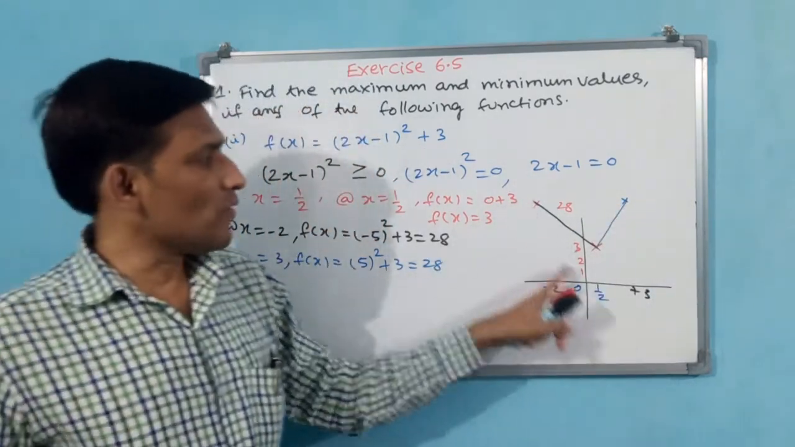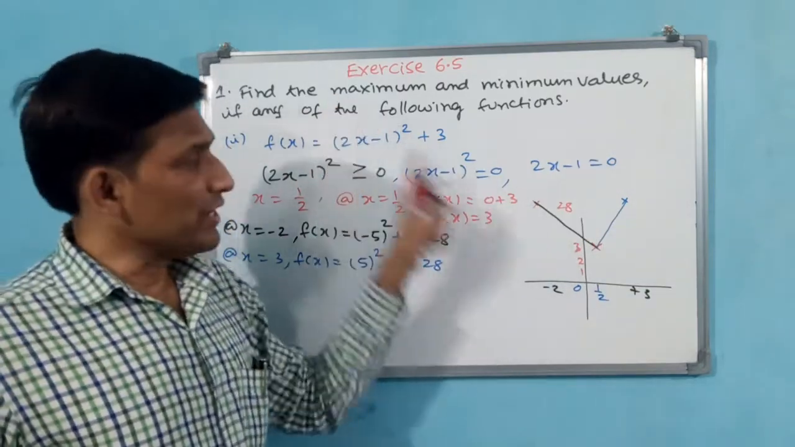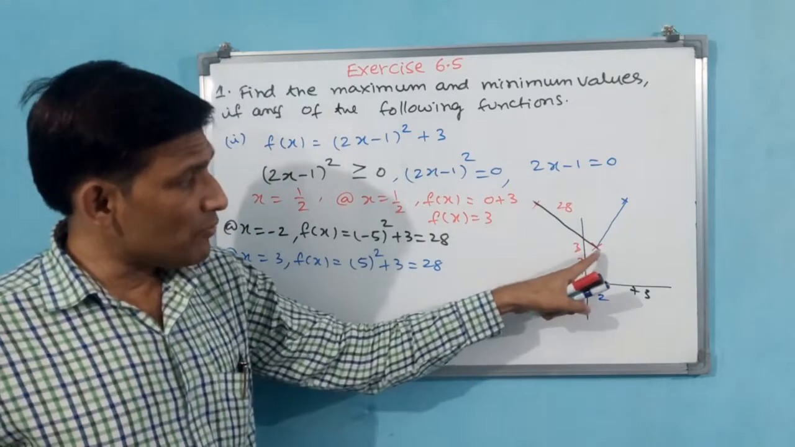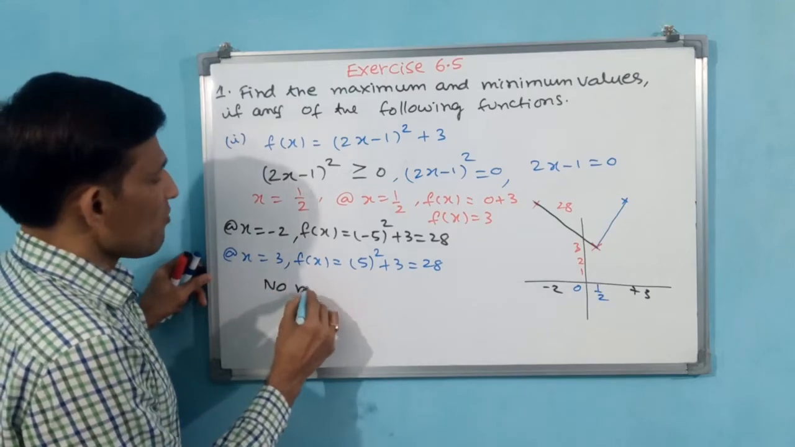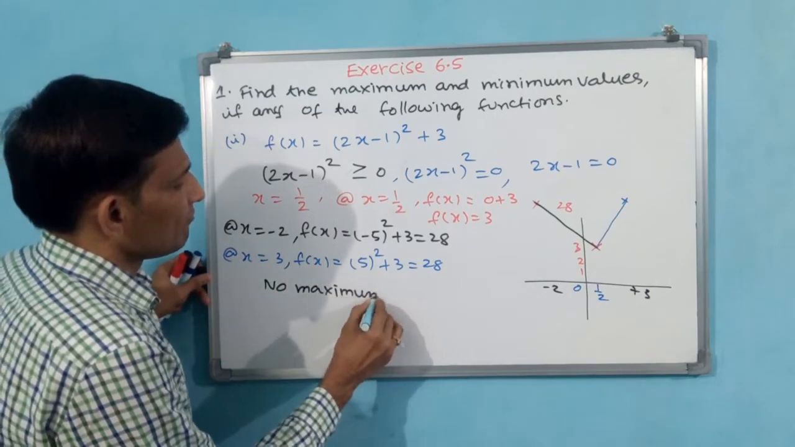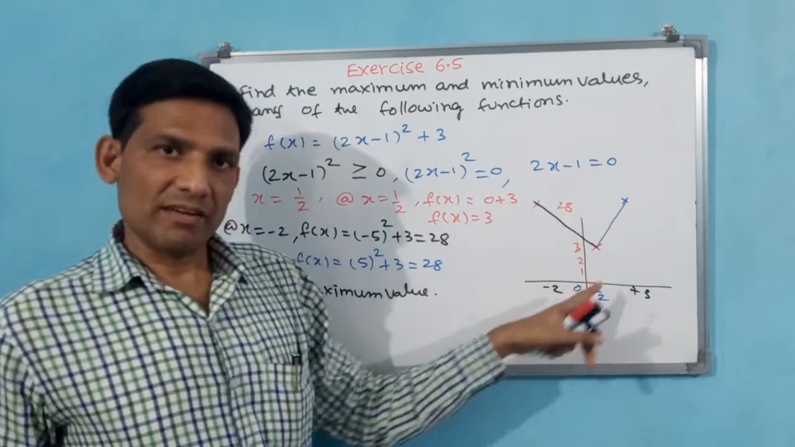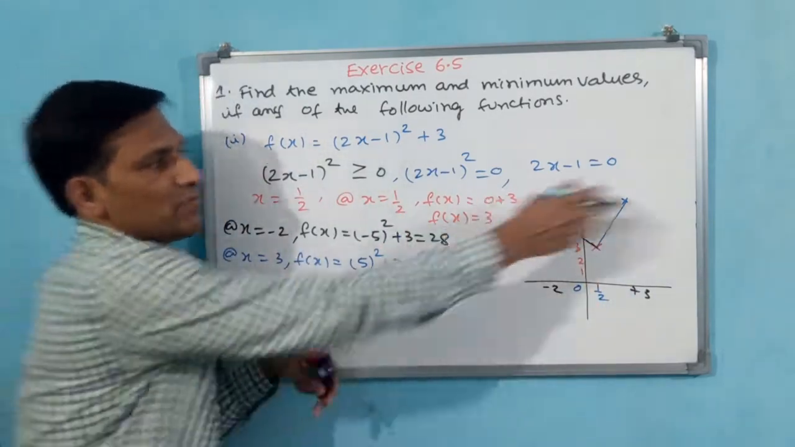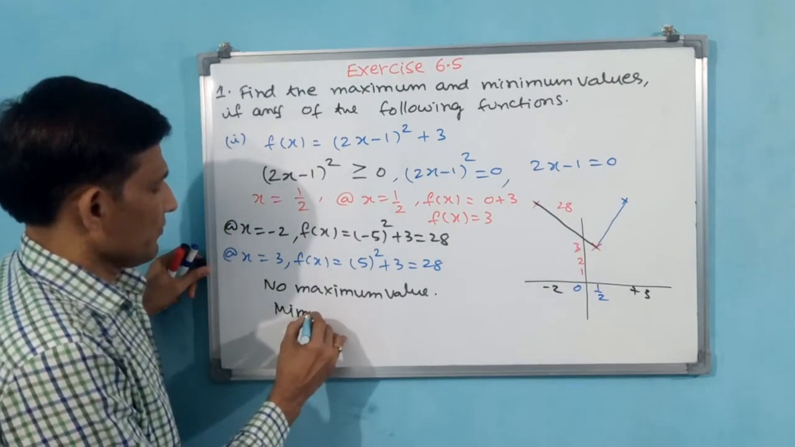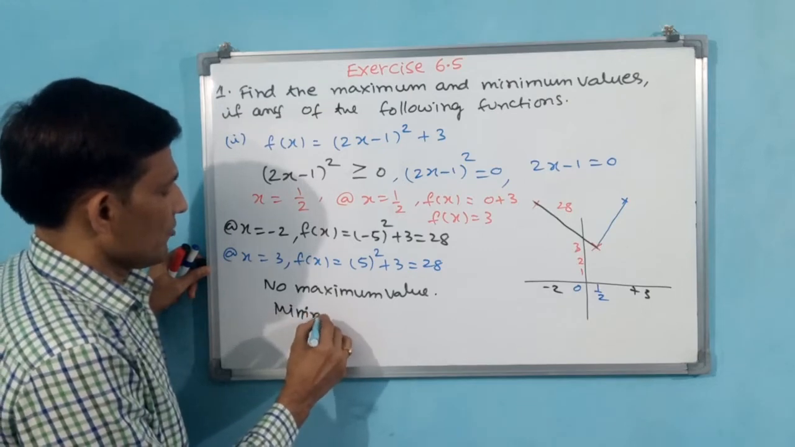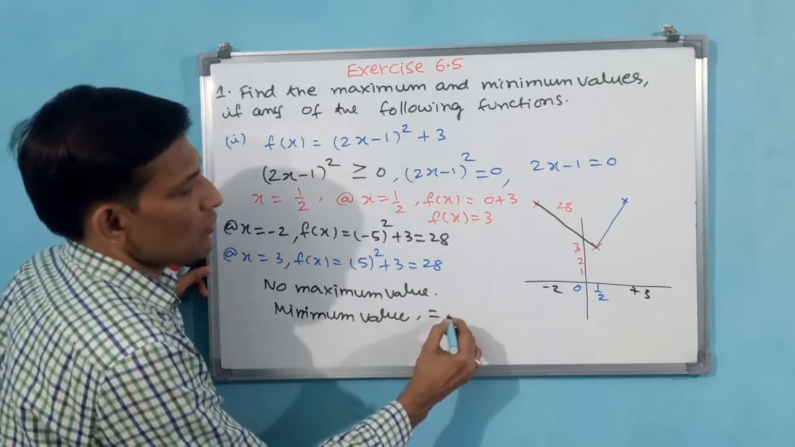Now you tell me this graph is in V shape. V shape, maximum value infinity, this side, both side, but minimum value is 3. That means no maximum value. See, turning point is there, but maximum value is not there. Minimum value is there. Yes, write down minimum value. Minimum value is equal to 3.